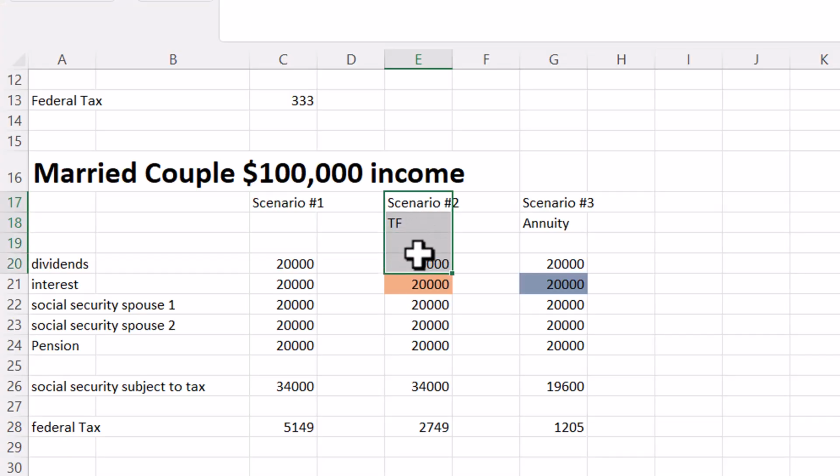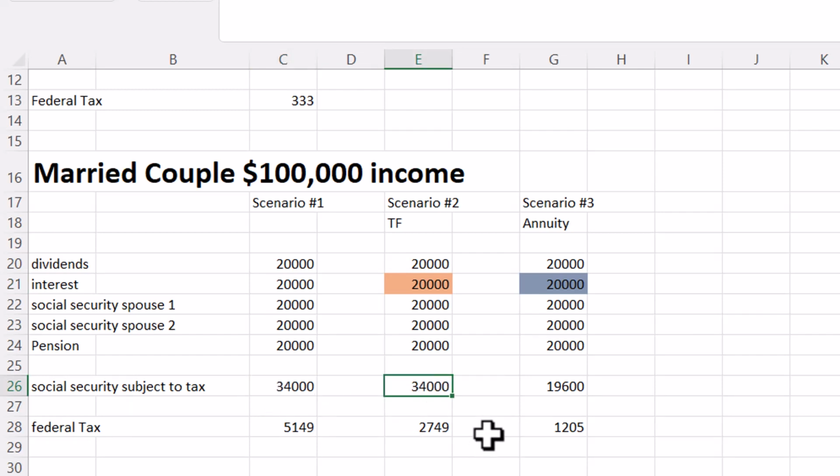Will that help me? Unfortunately, the answer is no, because here's scenario 2. Instead of this interest from taxable sources, like bonds or CDs, he decides to move that money into tax-free bonds so that the $20,000 is tax-free income. Now when we add up their total income, the taxable portion will only be $80,000, because out of the $100,000, $20,000 is tax-exempt. But look at this: Social Security subject to tax is still $34,000.